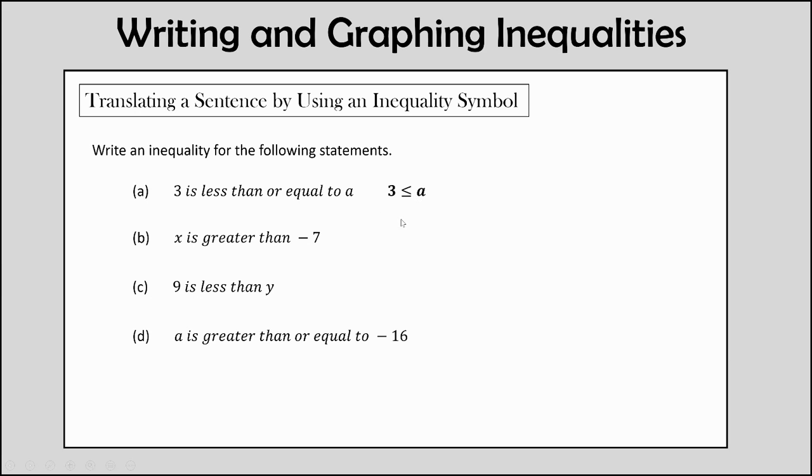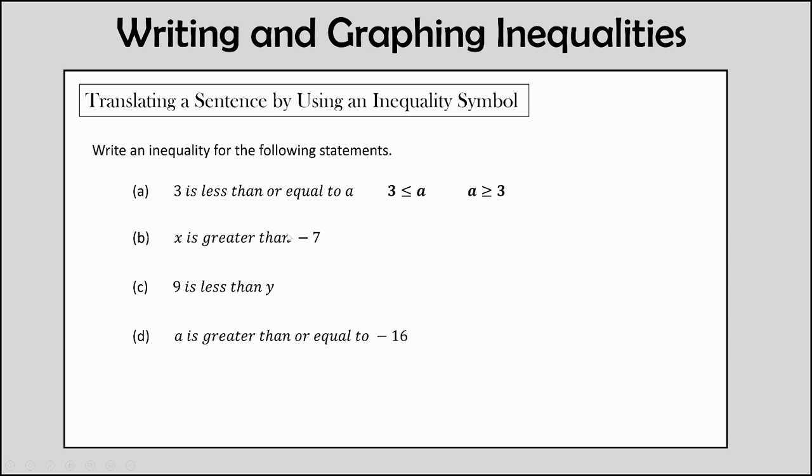Now, when we write our inequalities, we typically want the variable on the left. And we can switch these two, but the key is if I switch these two, I've got to switch the symbol too. So this 3 is less than or equal to A is really the same as A is greater than or equal to 3. I just switched the two sides like I do with an equation, but because it's an inequality, I've got to switch this too. So these two are the same thing.